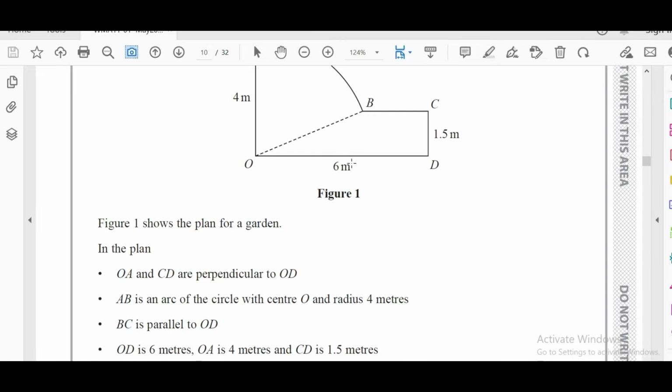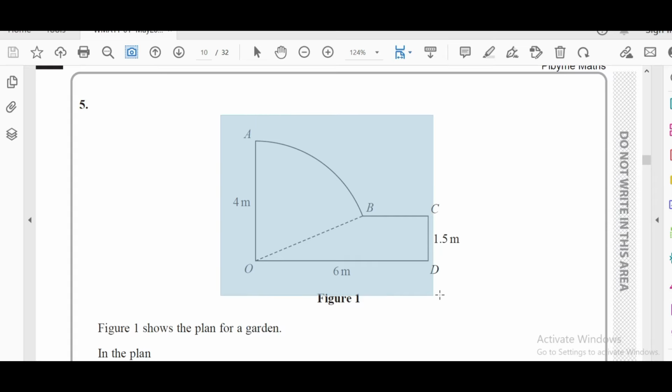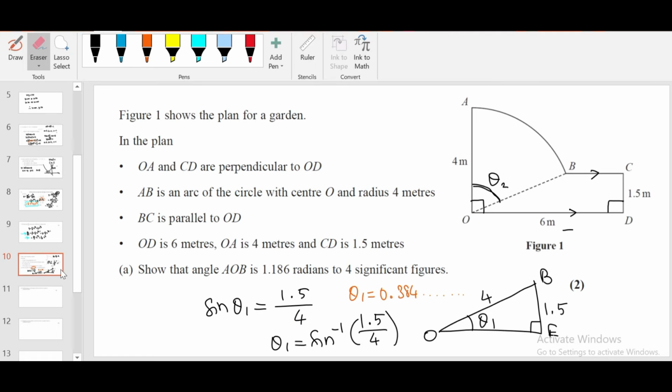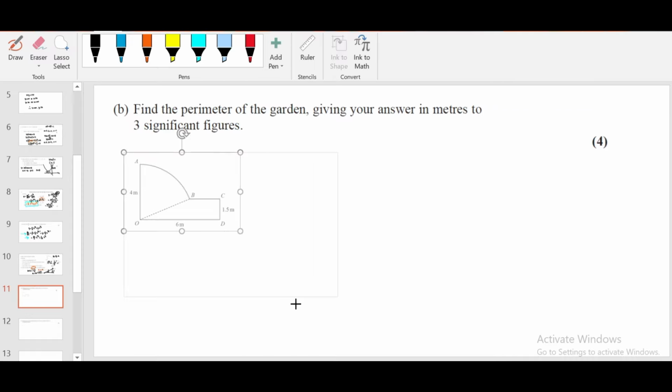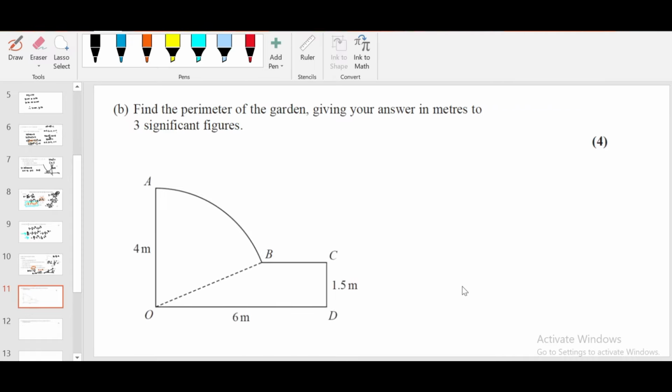Probably I'll put the shape here. We need to find the perimeter. So basically you need to find this length and the arc length, and you already have 4 here, 6 here, this here. Add everything, you will get the perimeter. Now AB is the arc length. So AB is equal to, the formula for arc length is r theta.